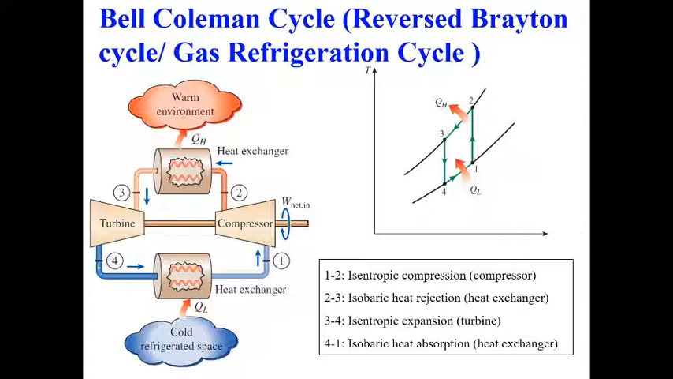Okay, now after the turbine it goes to a heat exchanger where it is absorbing heat at isobaric condition. Pressure remains constant from 4 to 1. So this is where the cooling effect is taking place. Here we interact with the refrigerated space and extract the heat from here. So this is your Bell-Coleman cycle or reverse Brayton cycle.